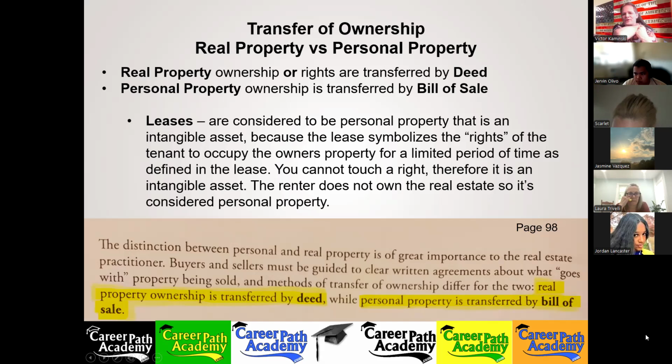So if you want to write it in your notes, just snap a picture of it now and add it to your notes later, that definition of a lease and what kind of property it is. And highlight down here that real property ownership is transferred by deed, personal property by bill of sale.